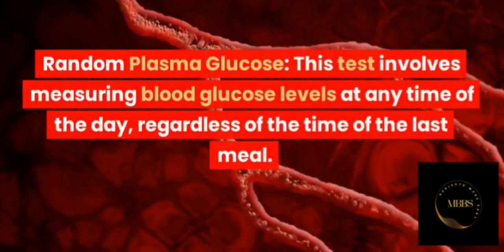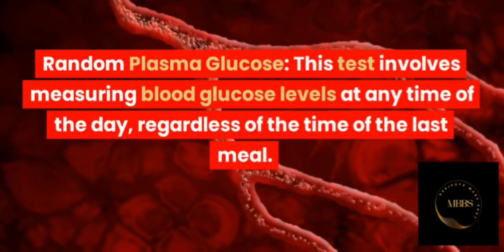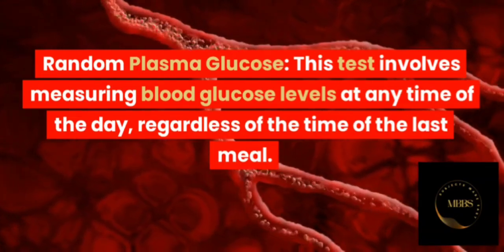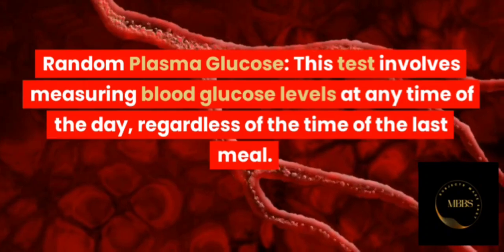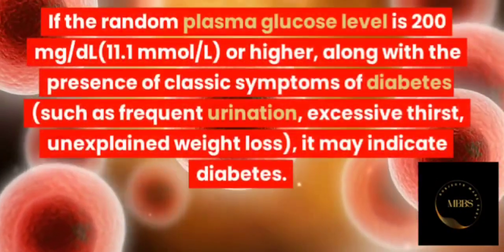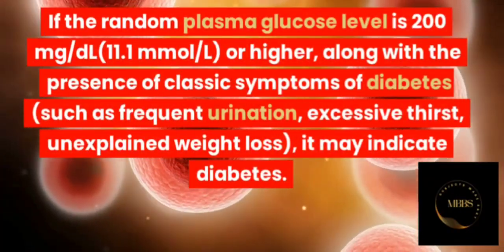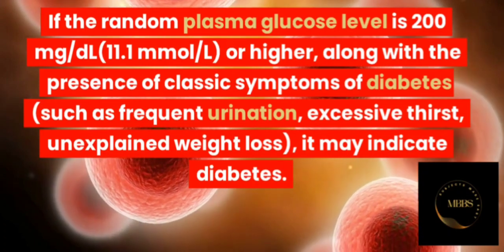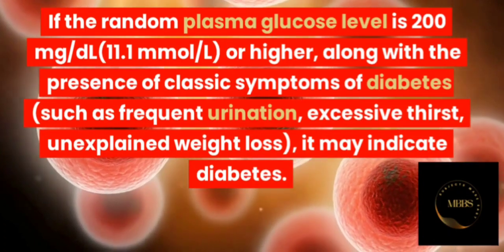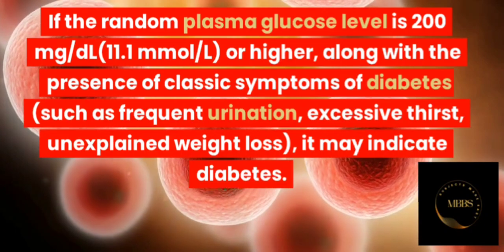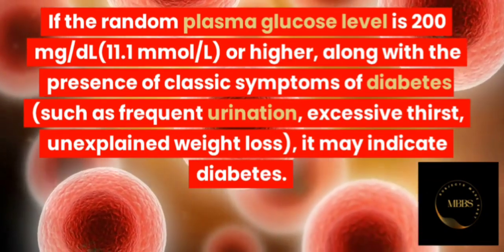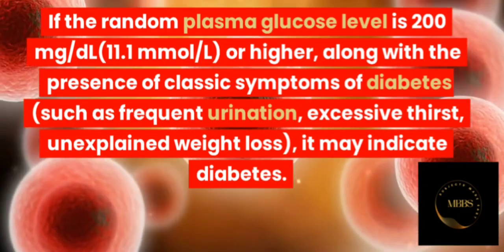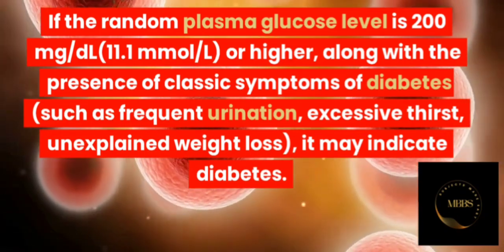Random plasma glucose. This test involves measuring blood glucose levels at any time of the day, regardless of the time of the last meal. If the random plasma glucose level is 200 mg per deciliter, 11.1 mmol/L, or higher, along with the presence of classic symptoms of diabetes, such as frequent urination, excessive thirst, unexplained weight loss, it may indicate diabetes.